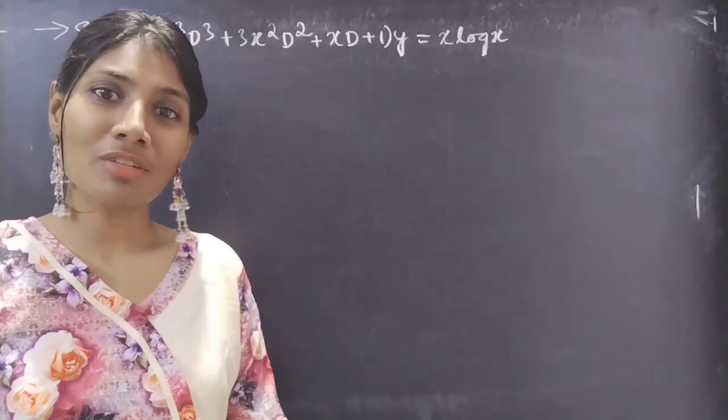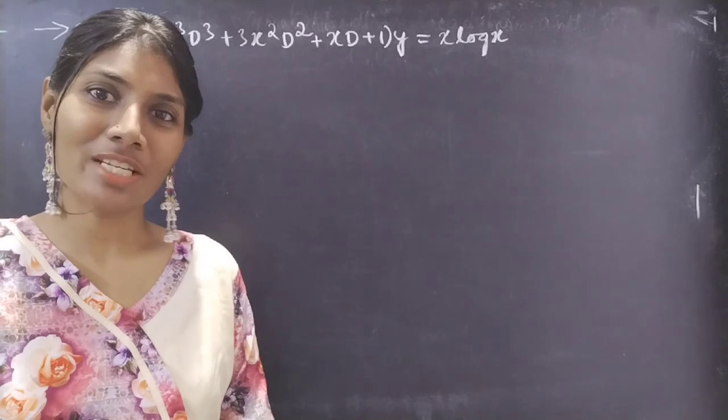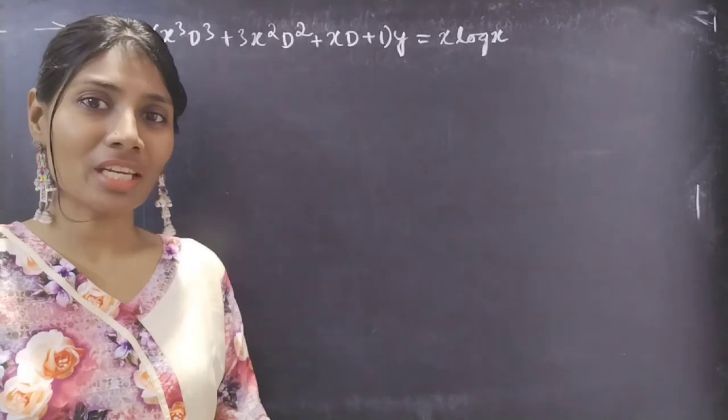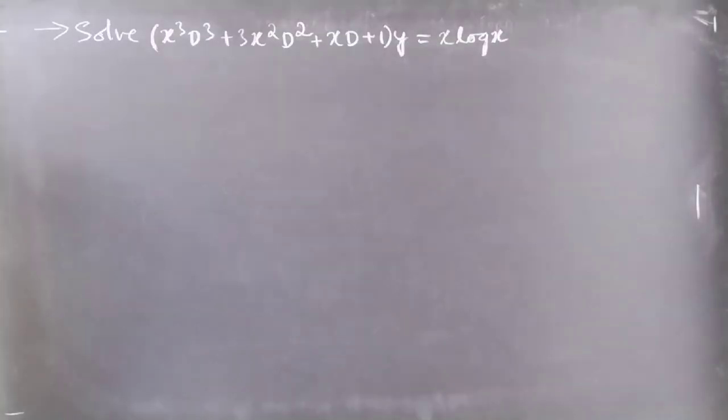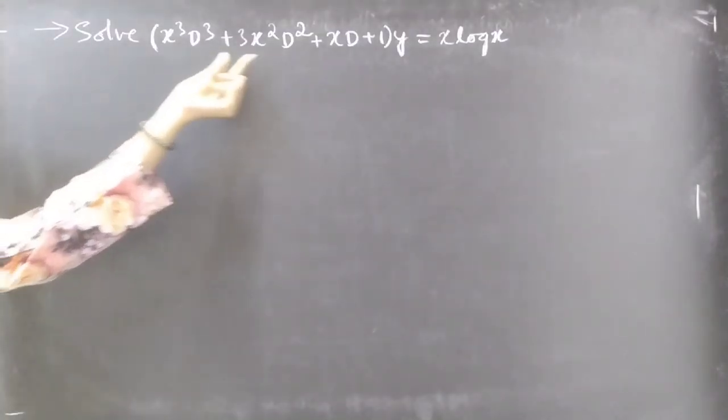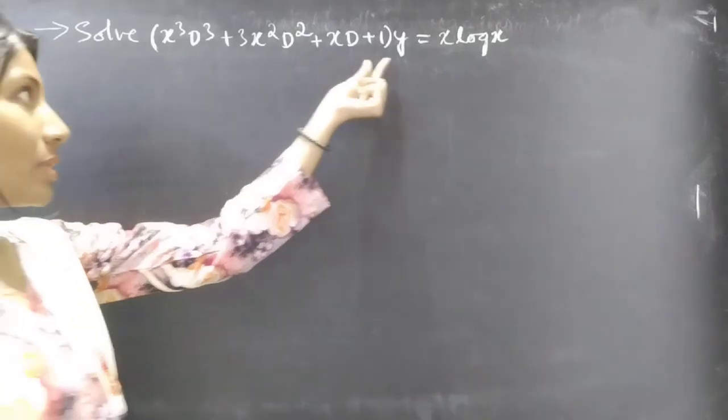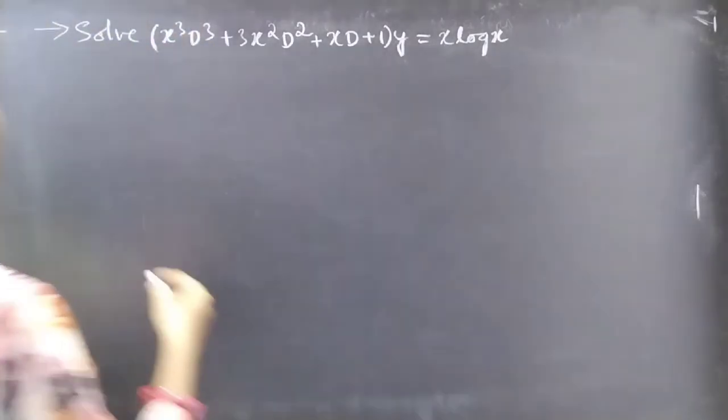In this video, we are going to solve a differential equation from higher order linear differential equations with variable coefficients. So, we are given a Cauchy's equation. Let's get going. Problem: solve (x cube D cube plus 3x square D square plus xD plus 1) y equal to x log x.